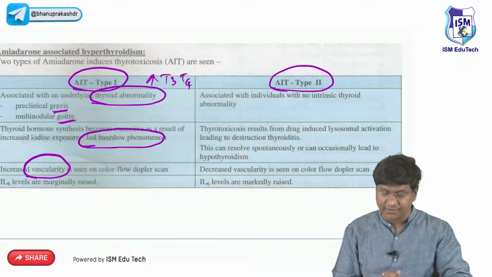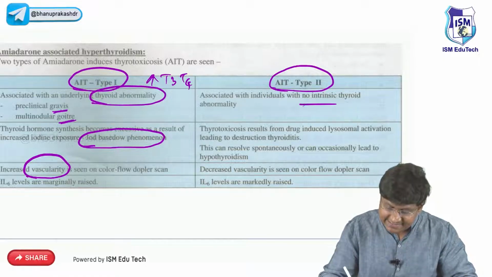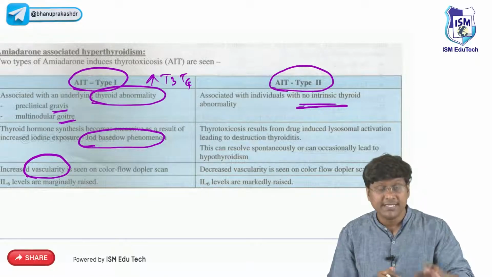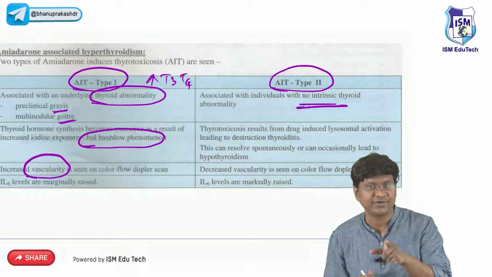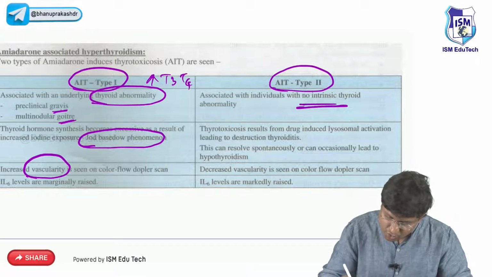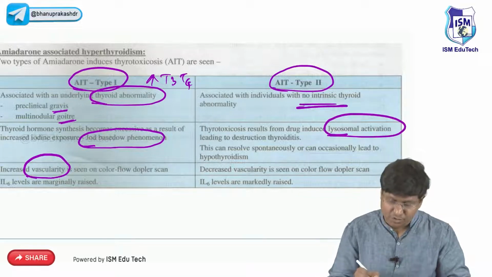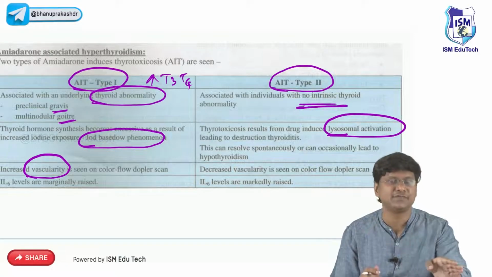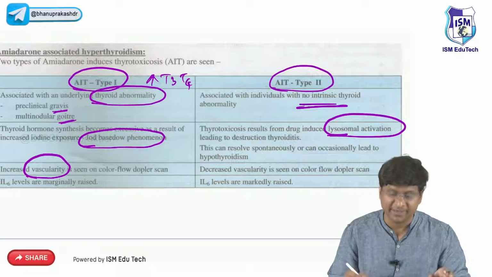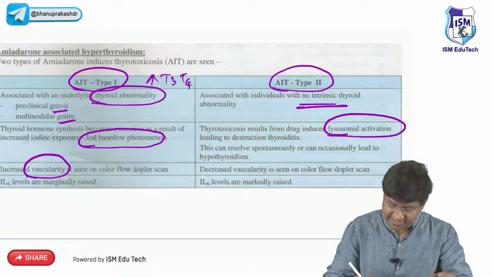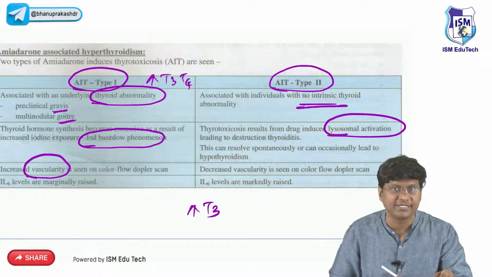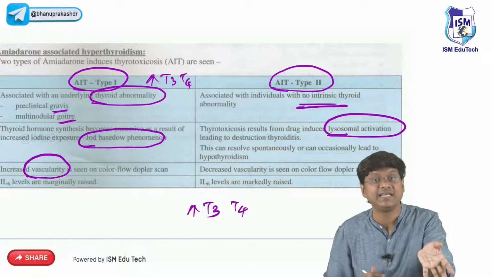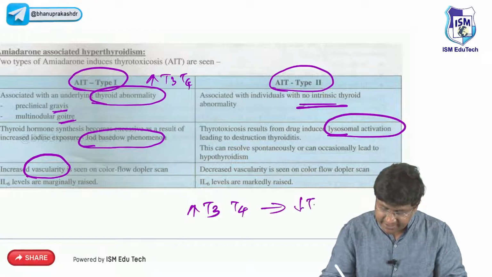Whereas if you take amiodarone-induced thyroiditis type 2, there is no underlying thyroid disorder. Then why does it occur? It is due to lysosomal activation secondary to amiodarone, and that will cause destruction of the thyroid. Once there is destruction of the thyroid follicular cells, initially there will be hyperthyroidism, because the thyroid hormone stored in the follicular cells will be released into the circulation, and later there will be hypothyroidism.